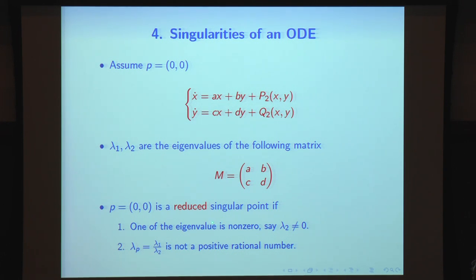So we introduce the notion of a reduced singular point. This corresponds to the normal crossing singular point. A singular point of the ODE is reduced if and only if the following are true. The first one is that at least one of the eigenvalues is non-zero. Then we can define the eigenvalue of the singular point. For example, if the second one is not zero, we can define the eigenvalue of the singular point by using this formula.